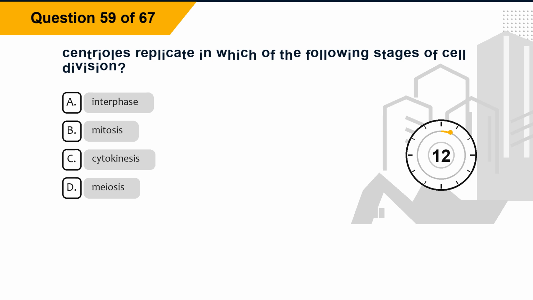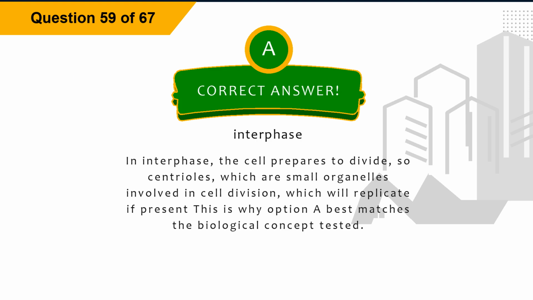Question 59. Centrioles replicate in which of the following stages of cell division? Option A, interphase. Option B, mitosis. Option C, cytokinesis. Option D, meiosis. The correct answer is option A, interphase. Explanation. In interphase, the cell prepares to divide, so centrioles, which are small organelles involved in cell division, will replicate if present. This is why option A best matches the biological concept tested.